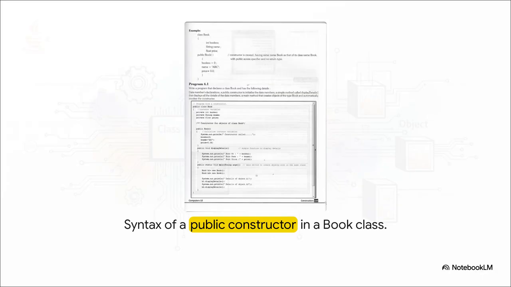Looking at this setup, notice how public Book perfectly mirrors the class name Book. Inside those curly braces, it immediately sets up the starting stats, setting the book number to 0, the name to ABC, and the price to 0.0. This guarantees that every single new book object starts its life with clean, totally predictable data.